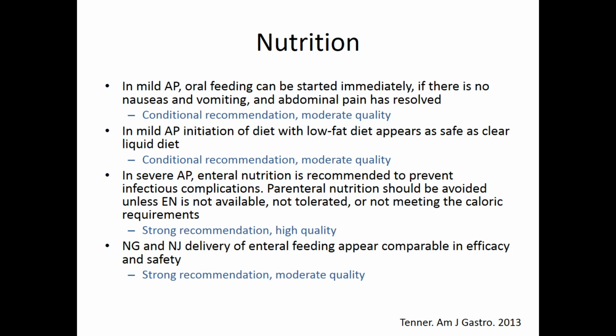And then what is the preferred route of enteral feeding? It seems that both nasogastric or nasojejunal are as safe and effective, but there's no good studies really comparing the two. So this is something of a field that will need to continue to evolve.